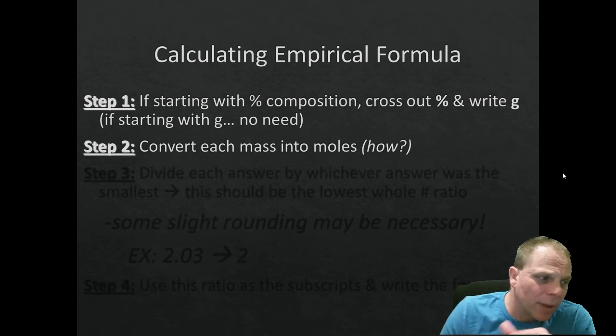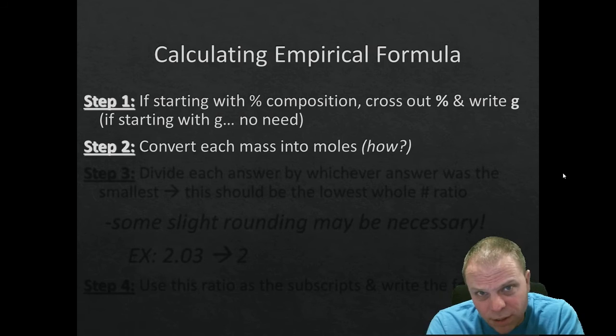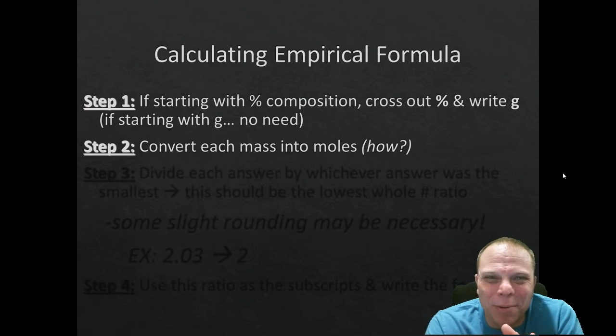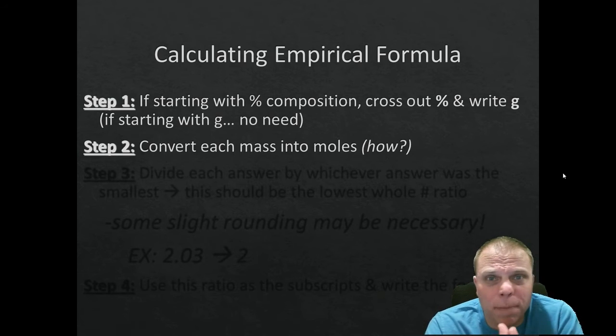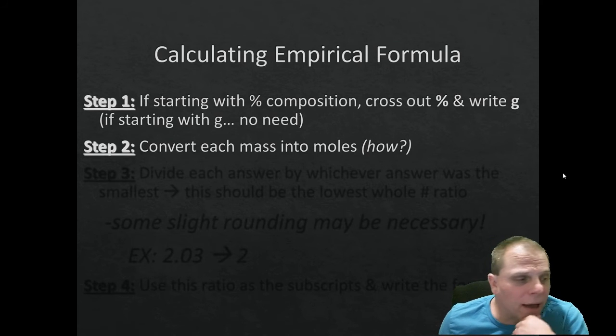What's the next step? Step 2 is to convert each of your masses into moles. So how do we do that? Well, we got to go back to our periodic table, right? We know how to take the molar mass of something and figure out how many moles of something there is if we know the grams per mole, right? So we just go to the periodic table, pull down the molar mass, and then we multiply the molar mass by the mass that we have here in step 2.